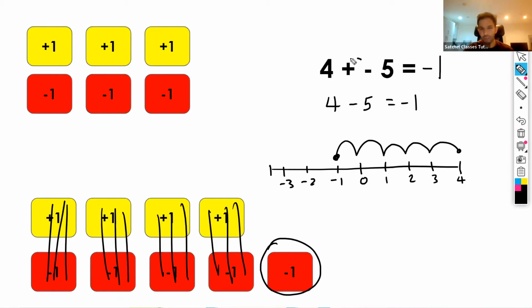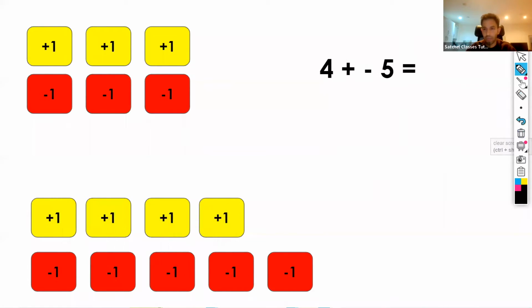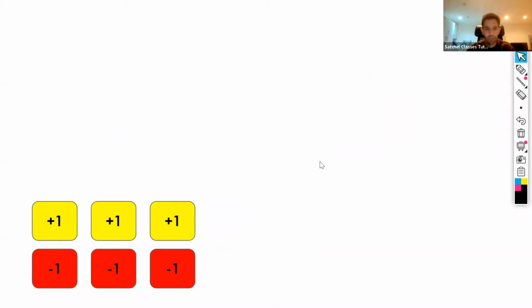But again, the key thing to remember: when we have a positive next to a negative, it is simply a negative. So a plus and a minus becomes a minus. All right, let's move on to another example.